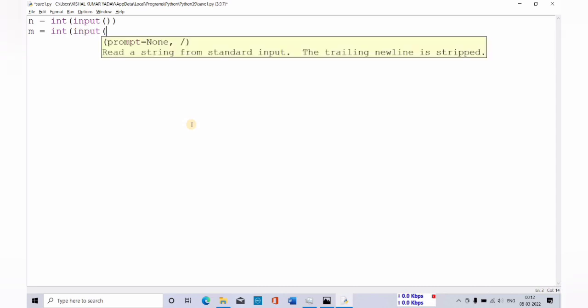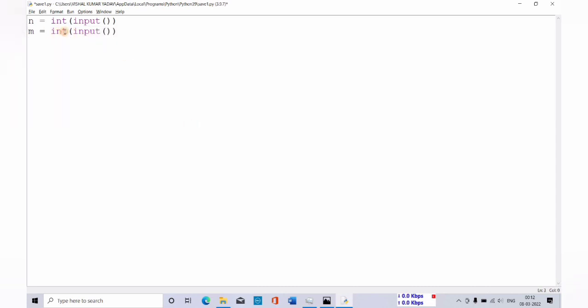Now see, what I'll be doing is, first of all we have to take the input, right? So n is equal to input, and we will take m also. Input, int is written because the value given by the user will be in integer format. I think you all know this, there's no need of telling this.